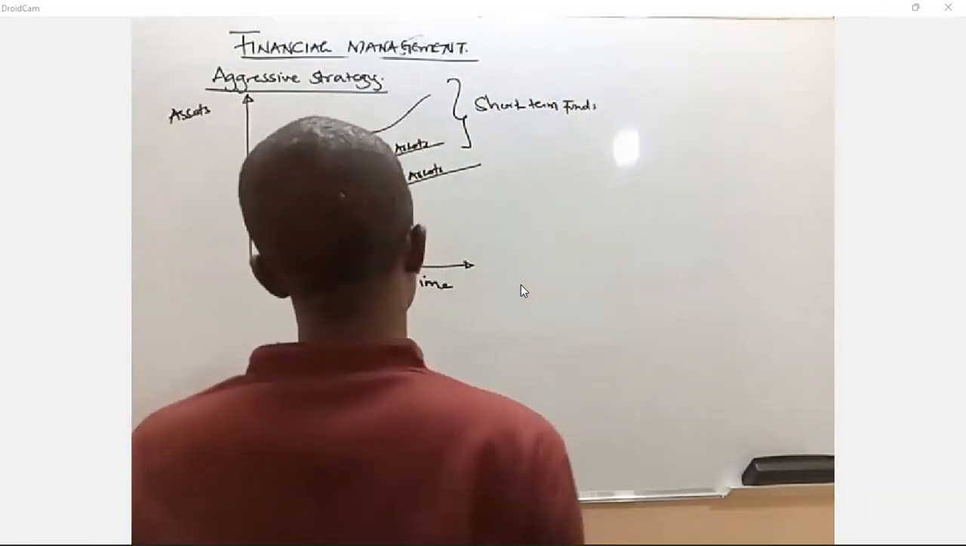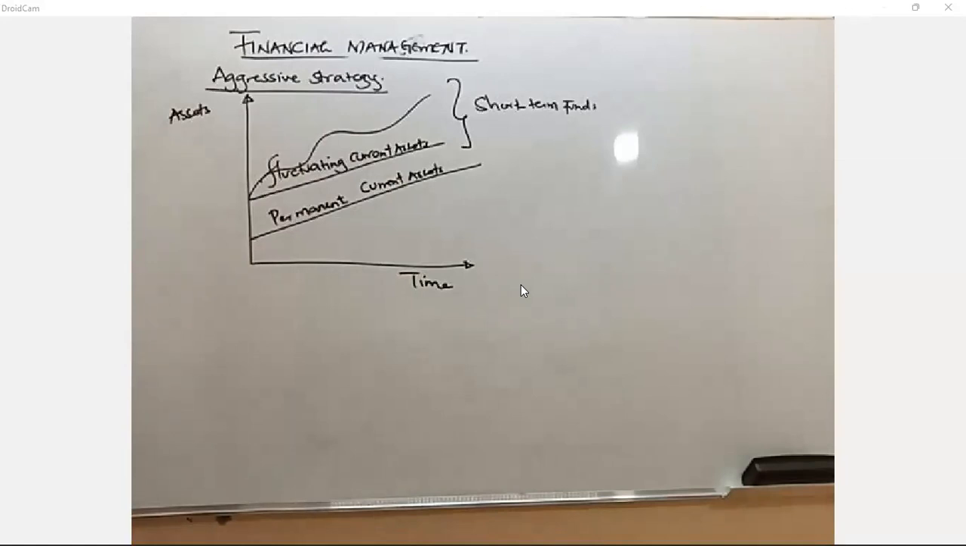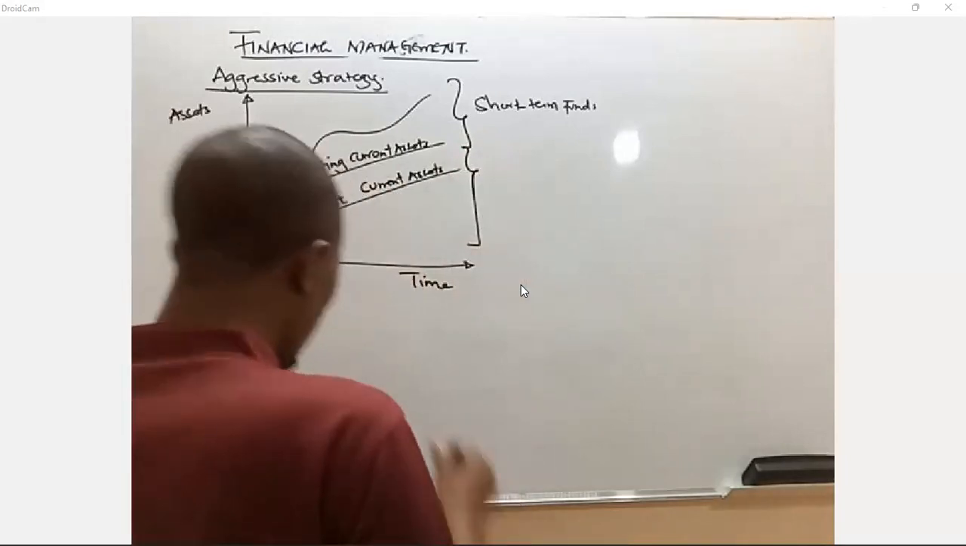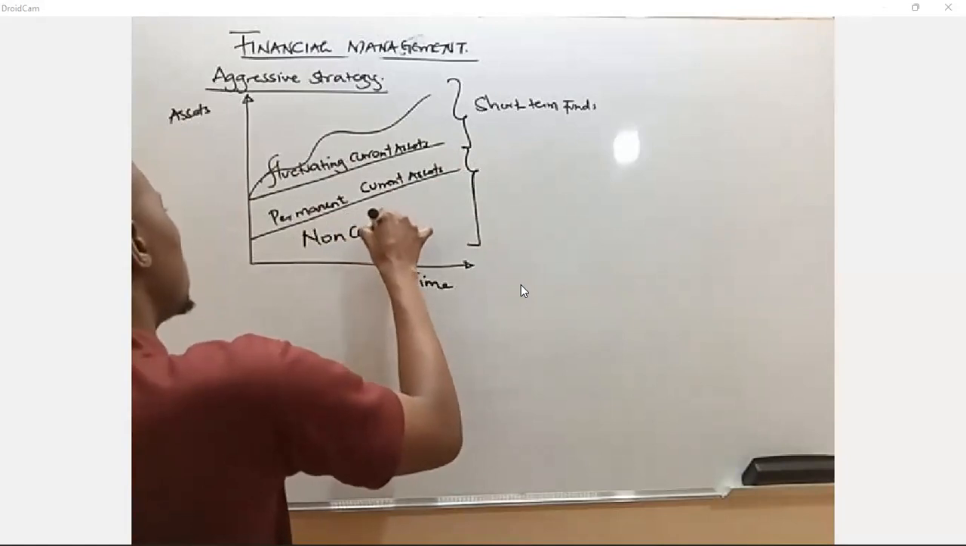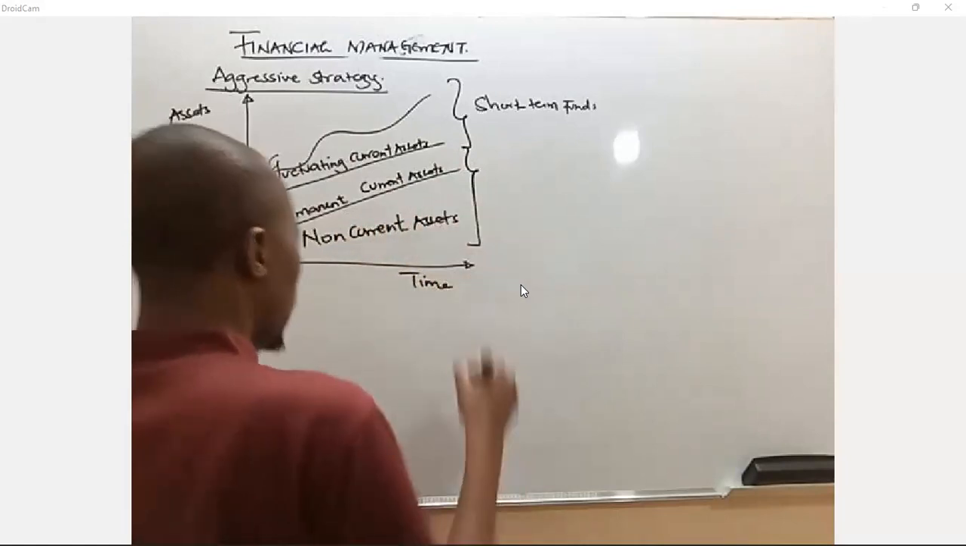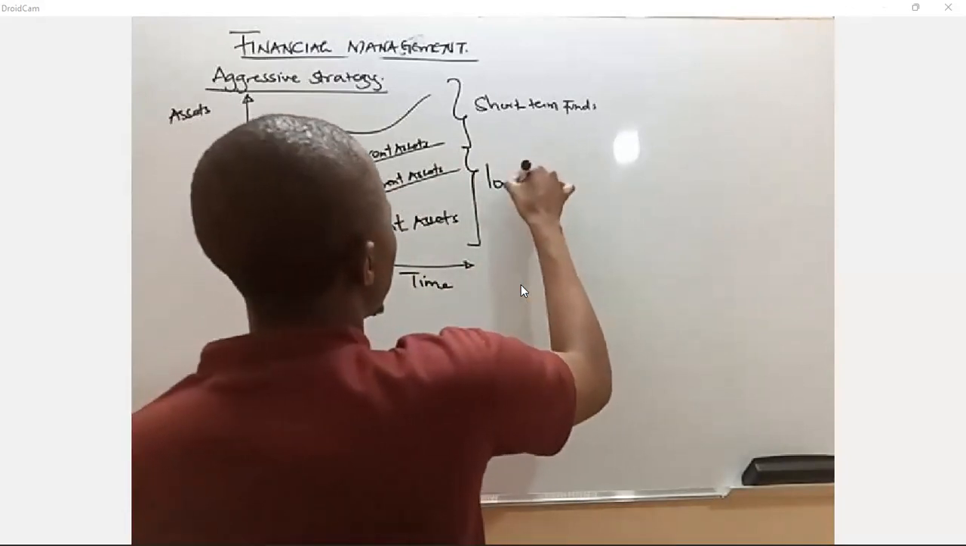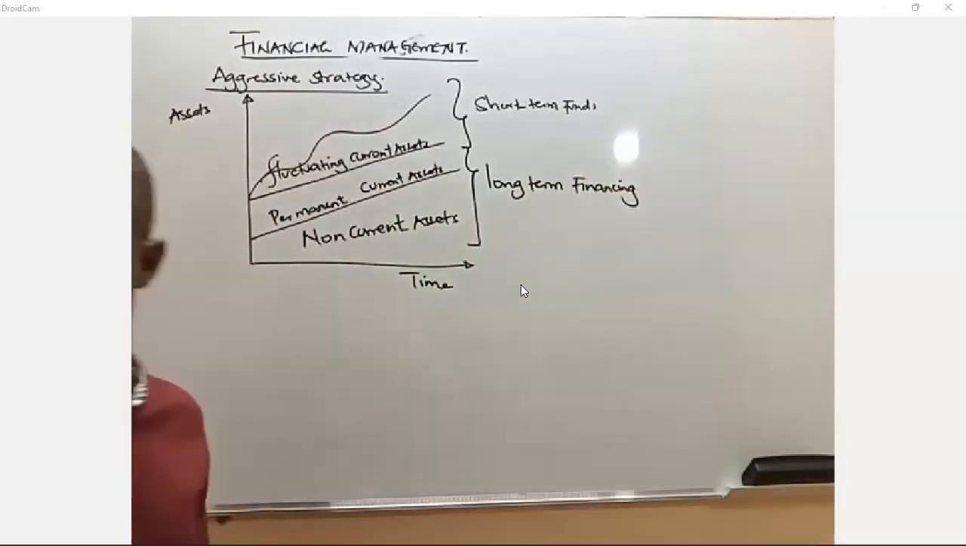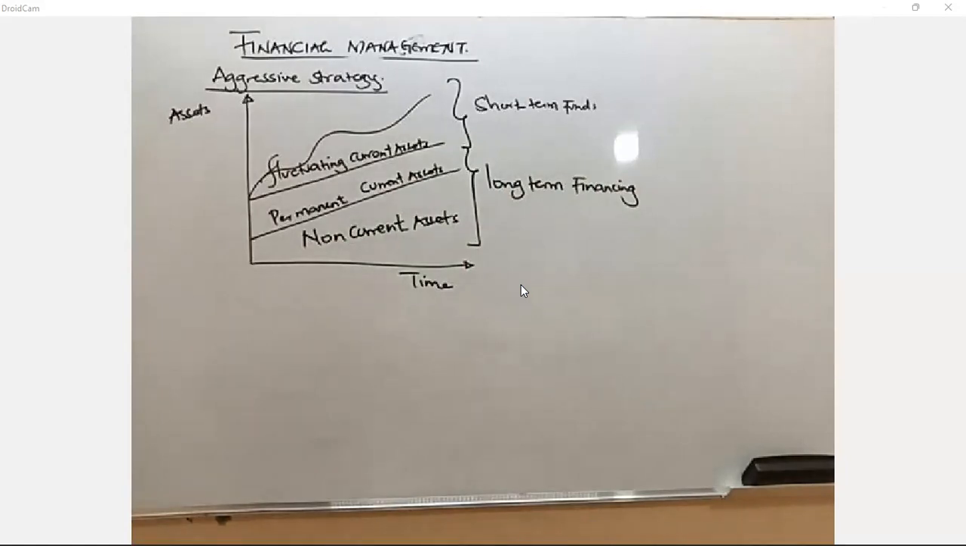We can use our short-term funds to finance our fluctuating current assets together with part of the permanent current assets. But the other part, from here, we can finance using what? Because here we have non-current assets. Non-current assets can be financed using long-term financing. We can use long-term financing when we want to finance our assets within the organization. So in the aggressive strategy, in a graph, it normally looks like that.